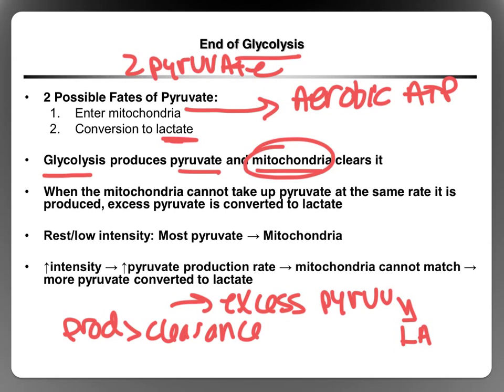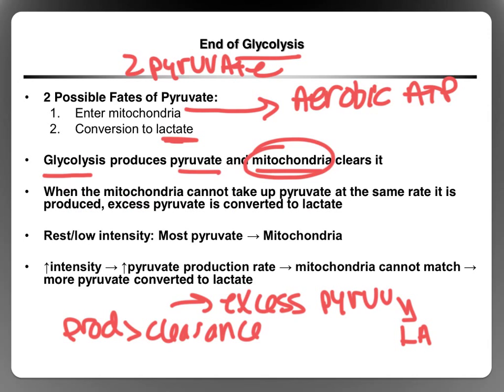Okay? So when the mitochondria cannot take up pyruvate at the rate that it's being produced, okay, so it's being produced very quickly from glycolysis, and if the mitochondria can't take it up fast enough, anything excess is going to get converted into lactate.